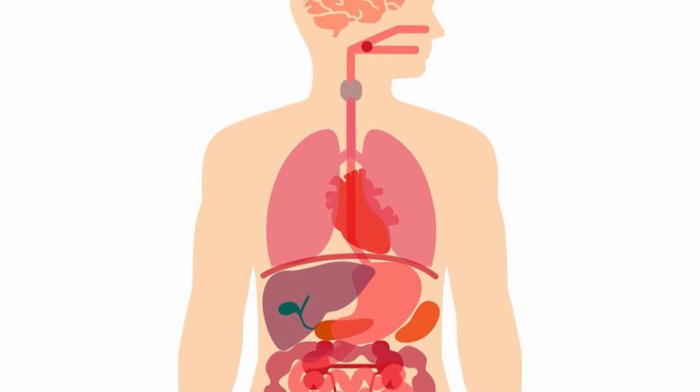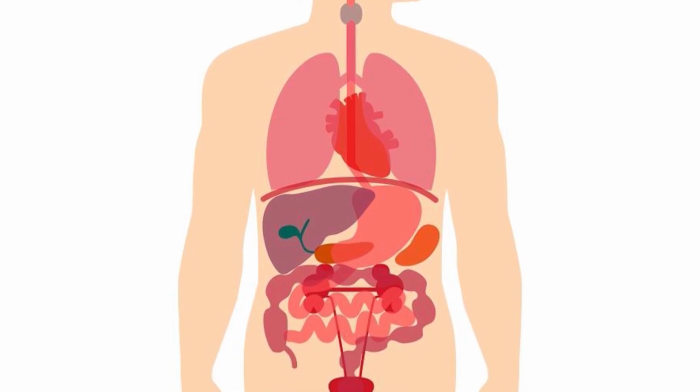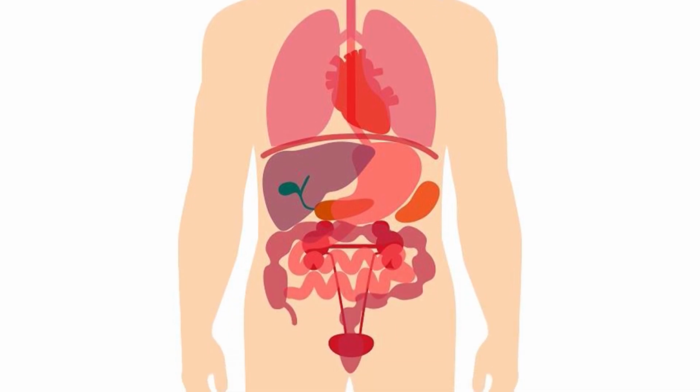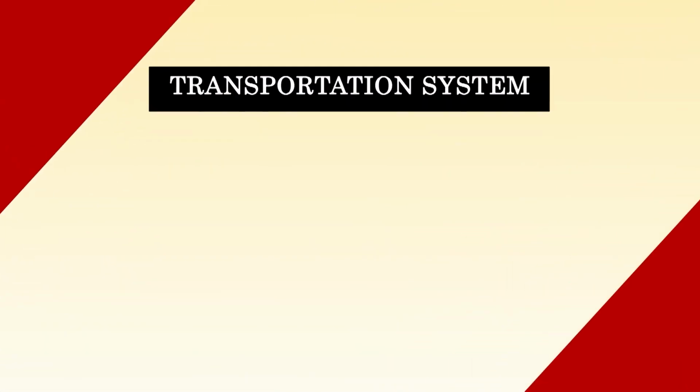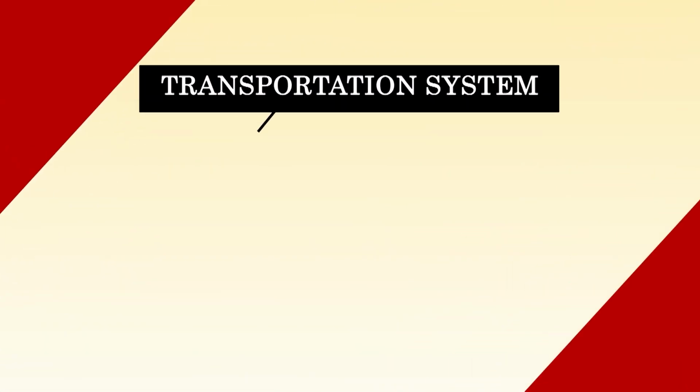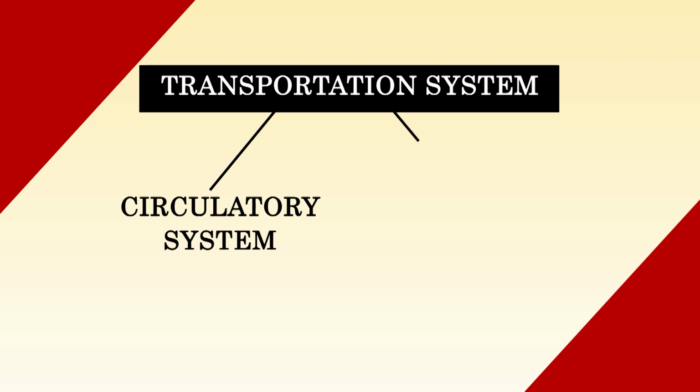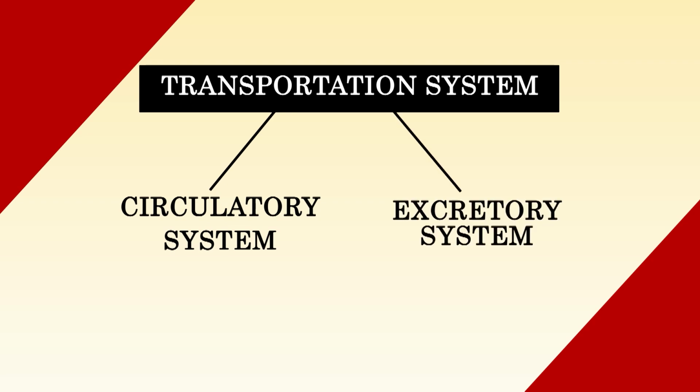The circulatory and excretory systems play a role in transportation in the human body. Let's now discuss transportation in plants and animals. The transportation system consists of the circulatory system and the excretory system. First we will discuss the circulatory system in human beings.